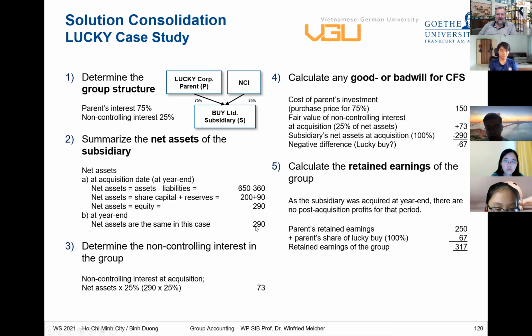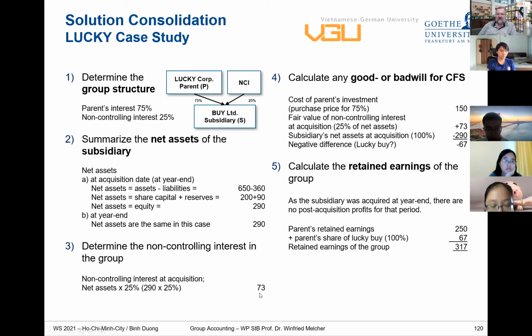At year end, they are the same because I think they bought it at the last day in the year. The non-controlling interest is just the 25% of net assets. So that's the value that the shareholders represent that are not part of the group. And therefore we call them non-controlling interests or minorities.